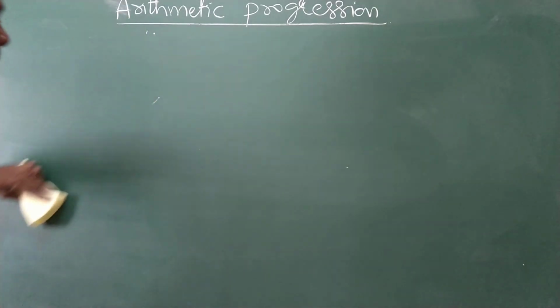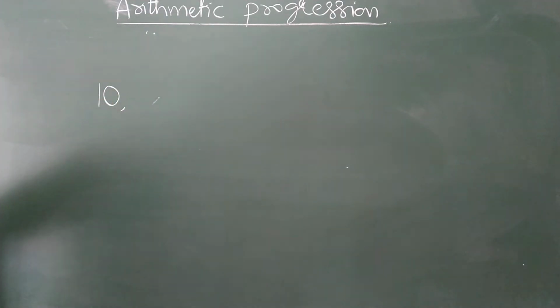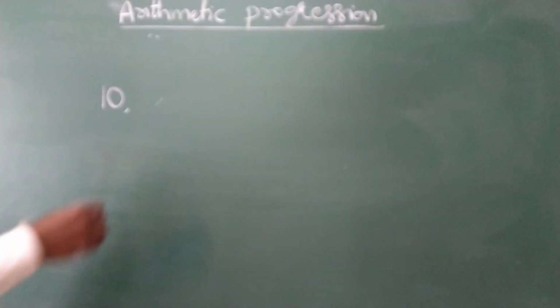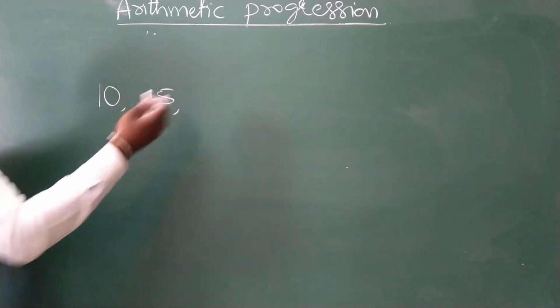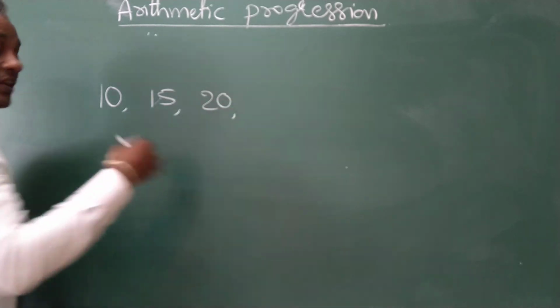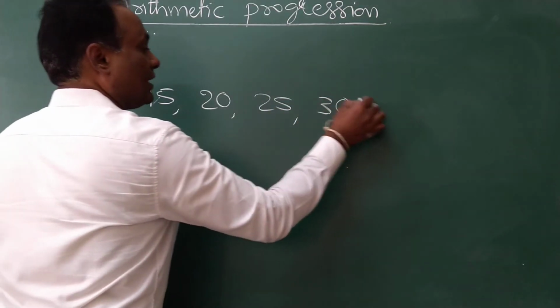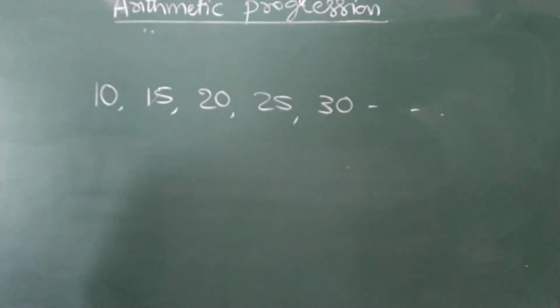See here, suppose the first term is 10. Say the difference is, for example, 5. Then what is the next term? Tell me. 15. Difference 5. Next term 20. Difference is 5. Next term 25. Next term 30. Like this. Difference is 5 means adding 5 each time.